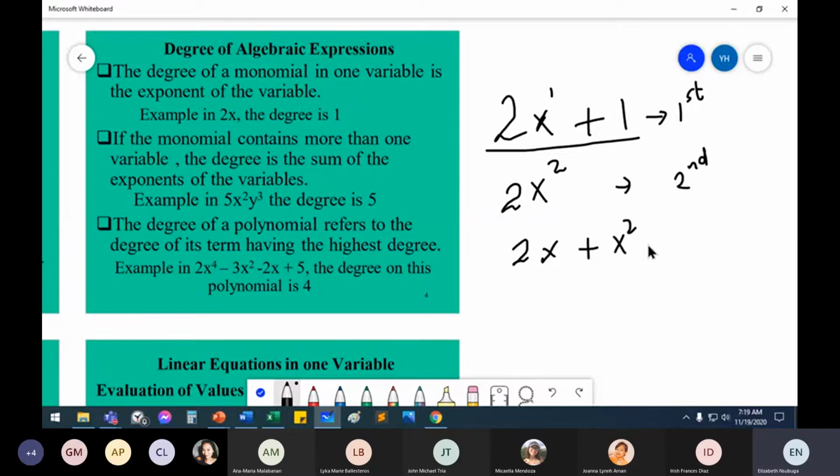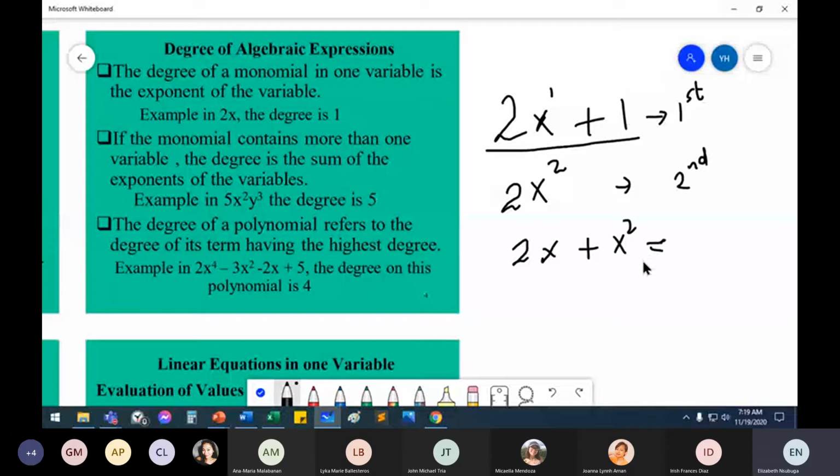You find that I have two terms. One is first degree and the other one is second degree. So how will I know what is the degree of my expression? You go to the one which has the highest exponent. Since this x has a 2, this is referred to as a second degree expression.